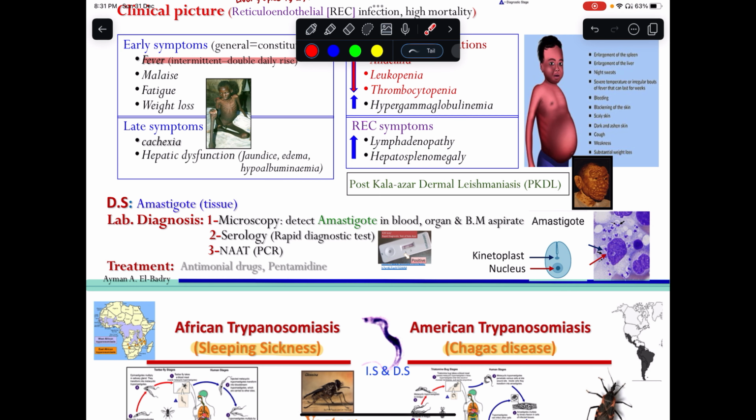So if you're going to diagnose with microscopy, you may see amastigotes in blood, in the organ tissue, or in bone marrow aspirate because it's going to the reticuloendothelial cells. You can always do serology and PCR as well.